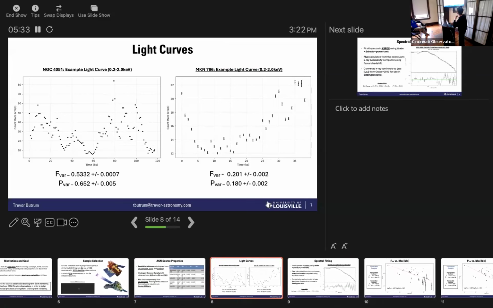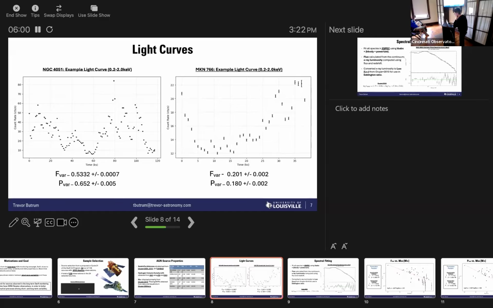And then we have MKN 766 on the right here, and you can see this source is not very variable in XMM at least. And these are the time scales on the bottom here. On the left, it's from 0 to 120 kiloseconds, so that's about 10 to 100 kiloseconds at the beginning, about 30 hours, I think. And then on the right is about a few hours, not upwards of 30 hours there.